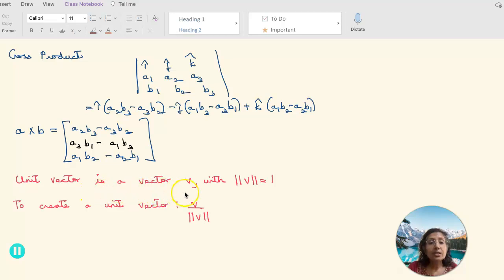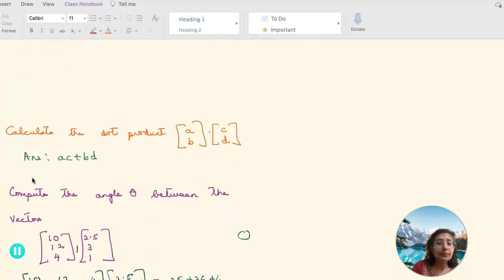Again, a unit vector is a vector with norm of v equal to 1. And how do you create a unit vector? Divide v by its norm. So v by norm v becomes a unit vector.